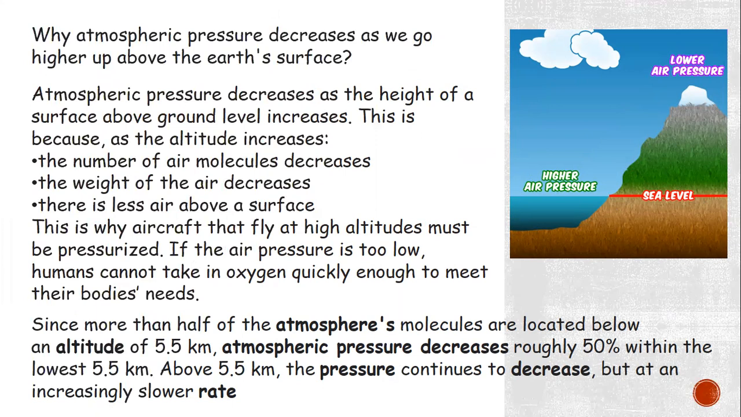We know what we defined earlier, that atmospheric pressure is the weight of the air that it exerts downwards. As we go up, the density decreases, so the mass decreases, so the weight of the air decreases. When the weight of the air decreases, the pressure also decreases. So the atmospheric pressure decreases with height, because as we go up, there is less air. This is because as the altitude increases, the number of air molecules decreases, it means the density decreases, the weight of the air decreases, as there is less air above the surface, so the weight and the number of molecules decrease.